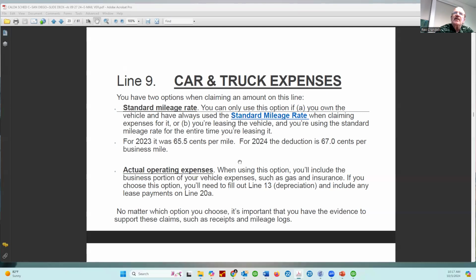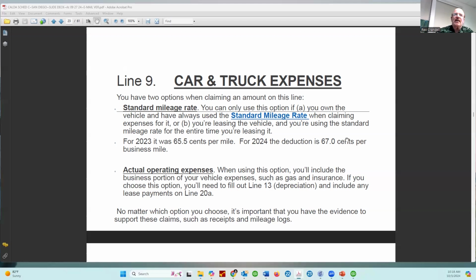So the standard mileage rate, you can only use this option if you own the vehicle, not leased, and you have always used the standard mileage rate when claiming the expenses for the vehicle. Or if you're leasing the vehicle, for the entire time period you're leasing.